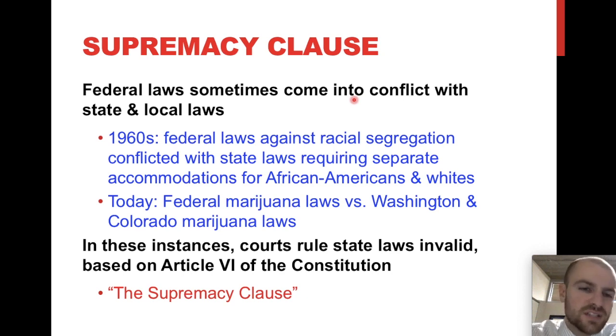So to give you a modern example, federal marijuana laws today come into conflict with state marijuana laws. As you're aware, several states across the United States have now legalized the recreational use of marijuana. The issue is at the federal level, at the national level, our government has not legalized marijuana. It is still a Schedule I drug under the federal government. So you have state law that seems to contradict federal law. Which one wins out? Well, it's federal law.